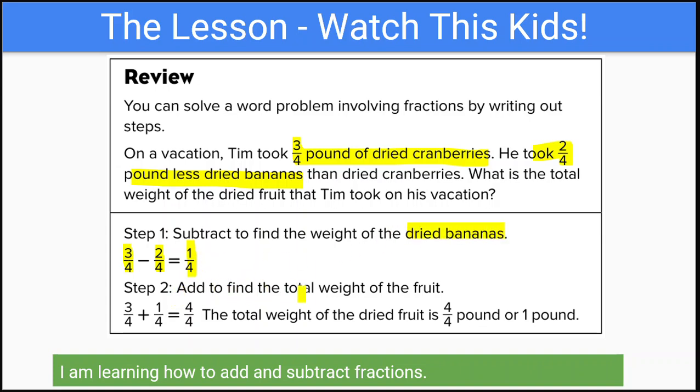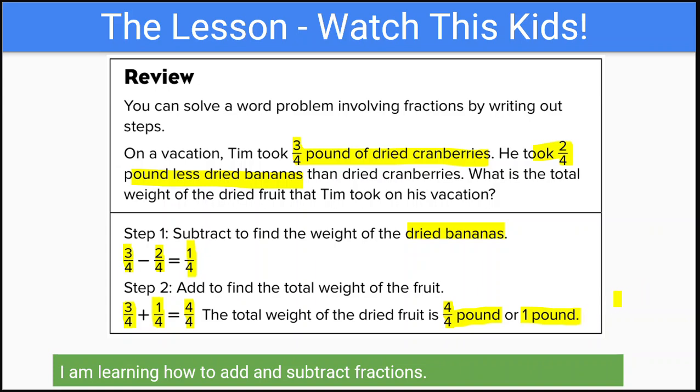Then you need to add to find the total weight of the fruit. The cranberries were 3/4 of a pound, plus the bananas were 1/4 of a pound. So how much is that together? 3/4 plus 1/4 is 4/4. The total weight of dried fruit is 4/4 of a pound, but anytime the numerator and denominator are the same, that equals 1 whole, so really it's 1 pound.